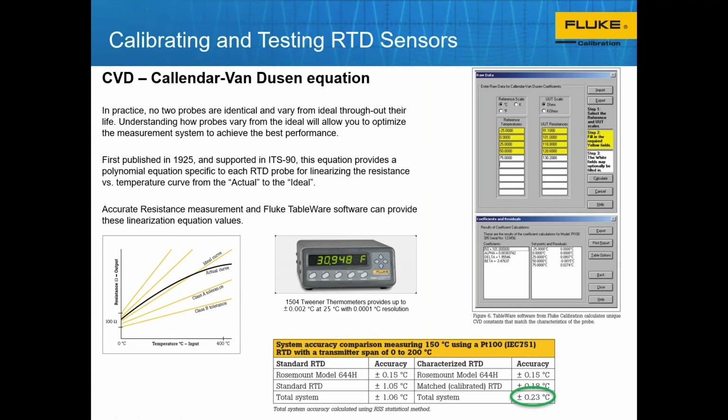So if you have a transmitter that has the ability to enter Callendar-Van Dusen probes, and you have a dry block and you want to calibrate your probes and make them more accurate and marry the probe with the transmitter using this polynomial equation, we have all the equipment to help you do that. I guess that's the final takeaway, is that if you need technical help doing this and you want to take advantage of that, you can just give us a call.